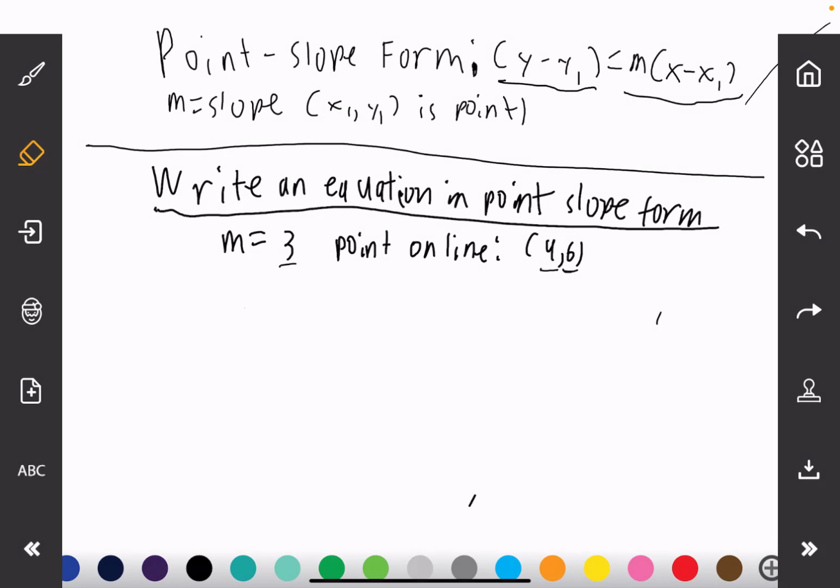Hello, welcome to today's lesson about point-slope form and standard form. The first thing we're going to learn about is point-slope form.